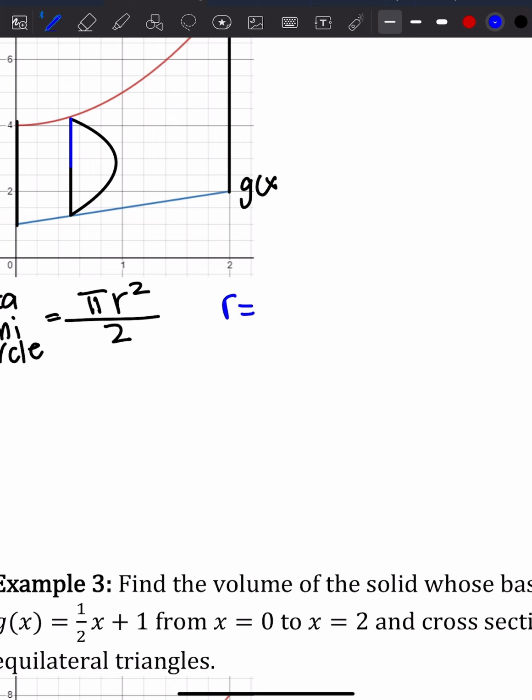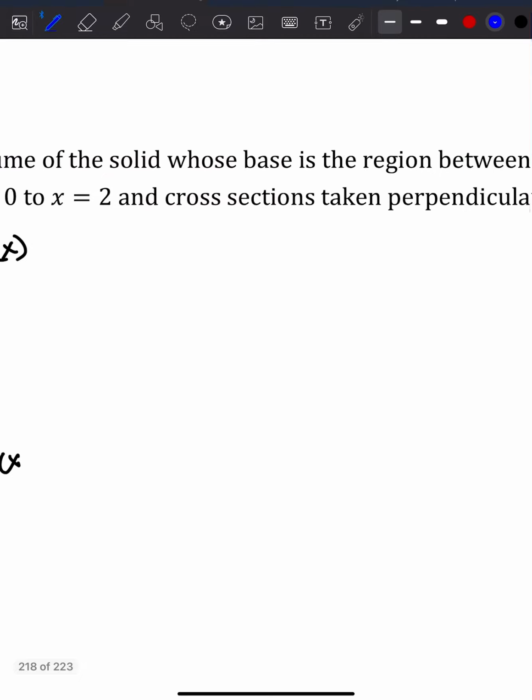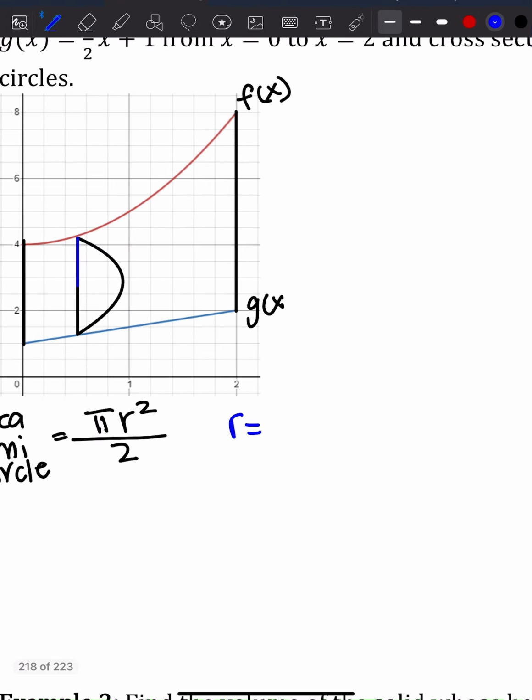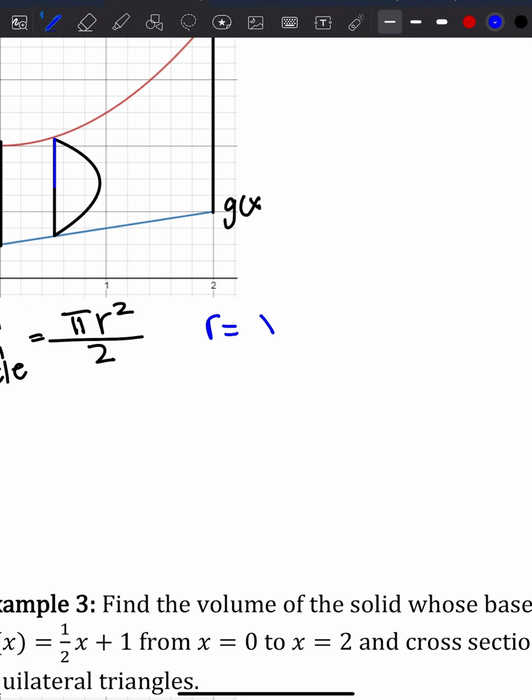So r is going to equal, we can still do the top equation minus the bottom equation. We just need to multiply it by 1/2 or divide it all by 2. So if I do the top equation minus the bottom equation, f of x is x squared plus 4, g of x is 1/2 x plus 1. So we have x squared plus 4 minus 1/2 x plus 1, and then we need to divide all of this by 2.